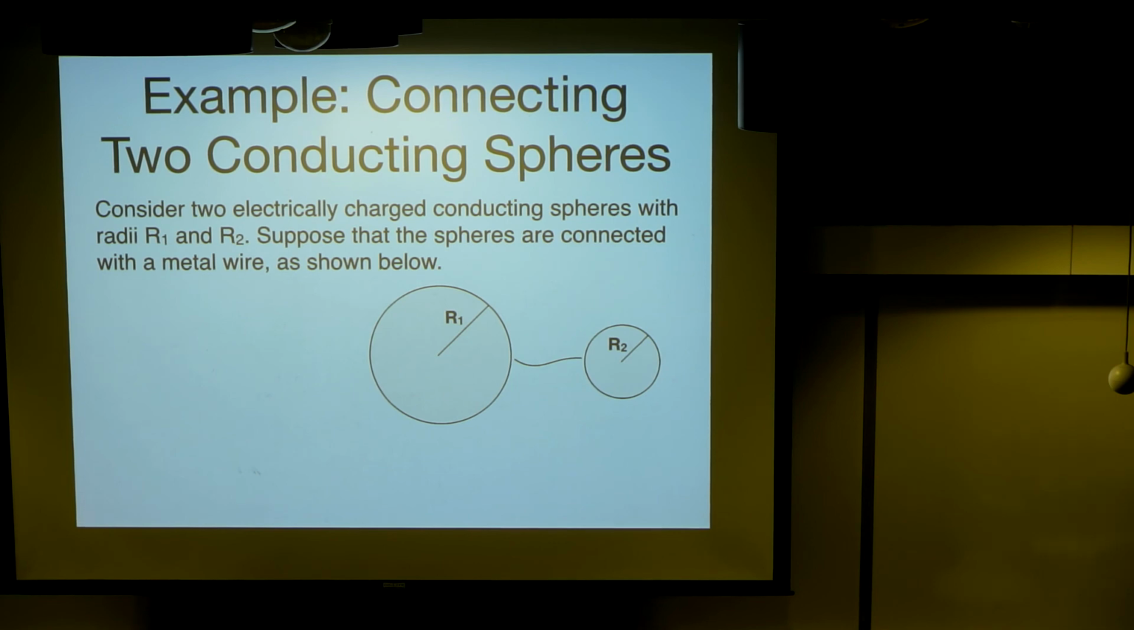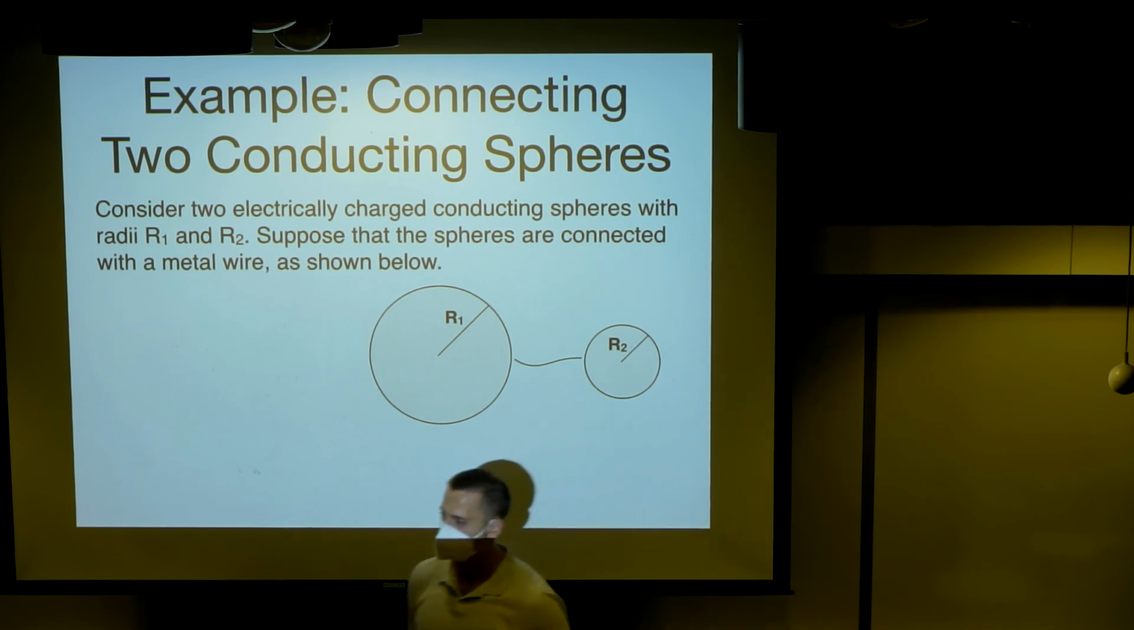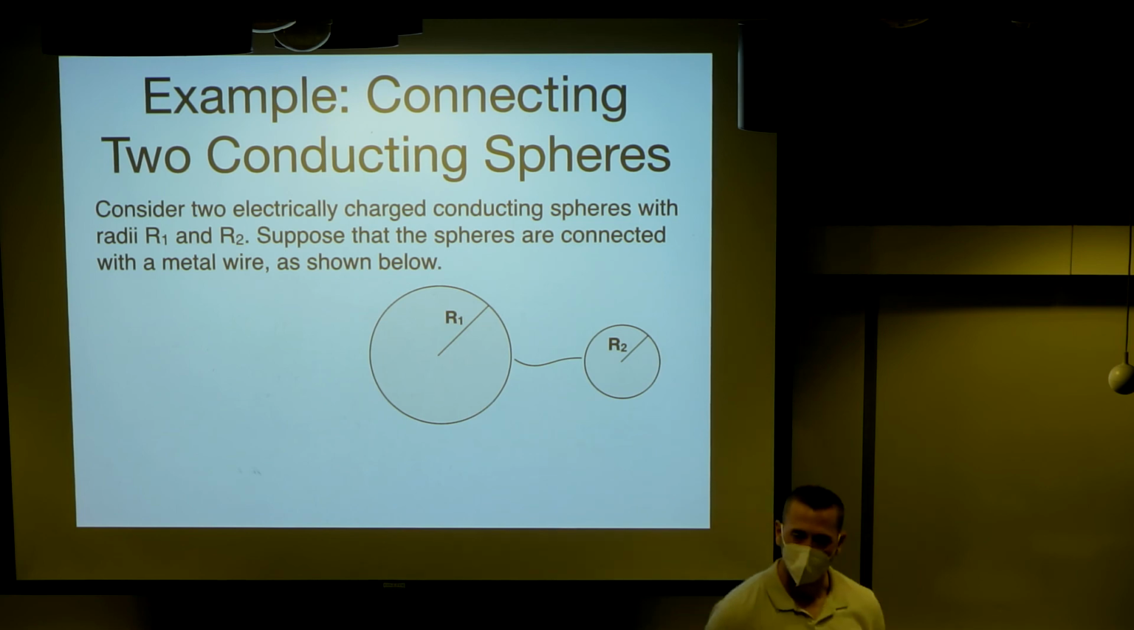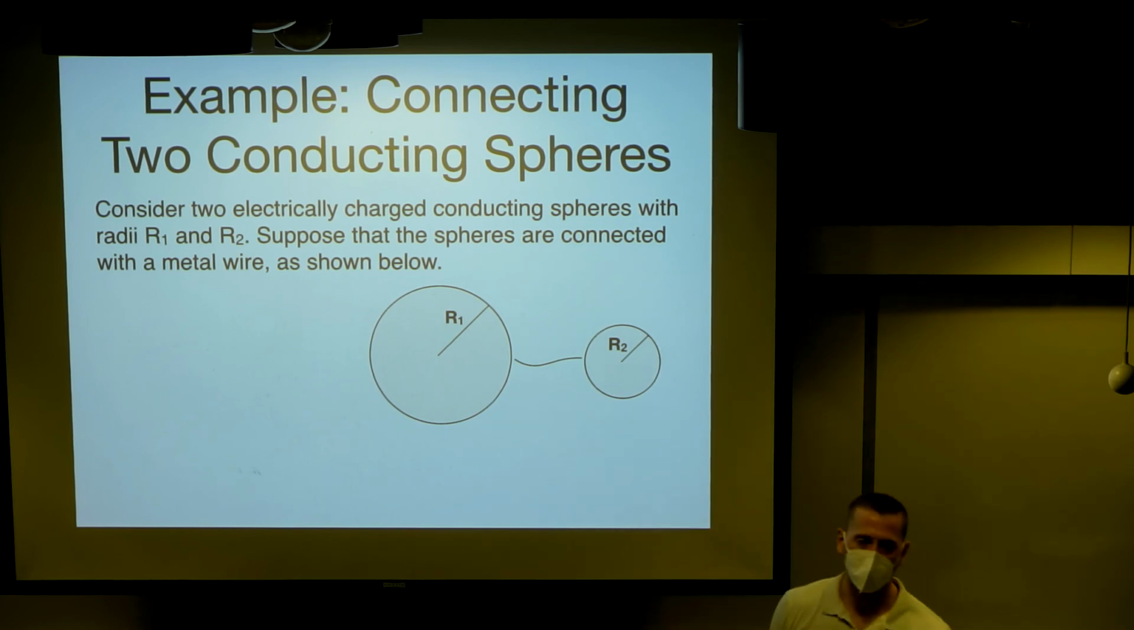All right, here's an example for you. This is what we'll end on. So we have two electrically charged conducting spheres. The radii of these two spheres are R1 and R2. Initially, they both have some kind of electrical charge on them. We don't really even need to say what the charge on each one is to start, just that there's some kind of charge on each one starting off, okay?